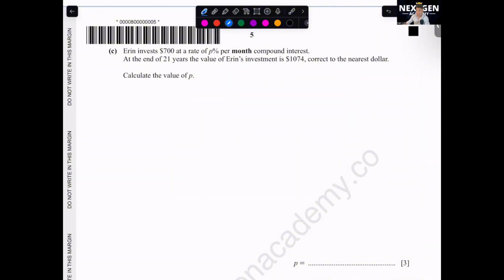What about this question C here? Erin invests $700 at a rate of P% per month. Why did they highlight this per month? Compound interest. At the end of 21 years, the value of Erin's investment is 1074, correct to the nearest dollar. Calculate the value of P. What do we need to change over here? This is P, this is your R, this is your T, and this is your A.